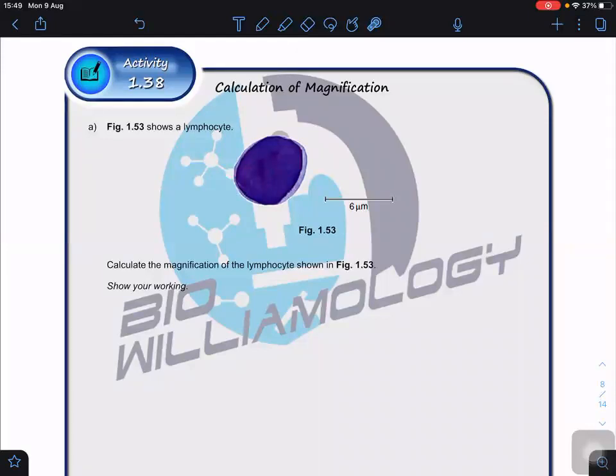So how are we going to do this for the calculation of magnification? You will realize that now I don't have the diameter of the cells and I do not know the actual diameter, but I do know that this length of the scale bar, which we call a scale bar, represents 6 micrometer.